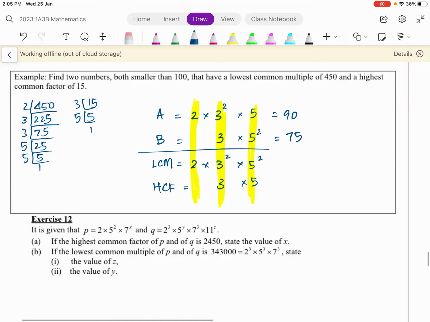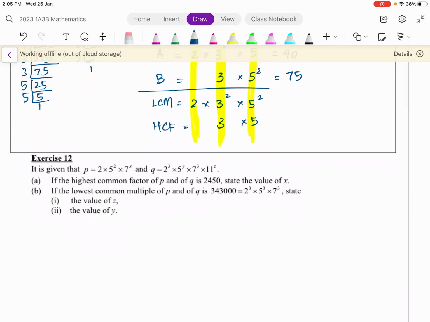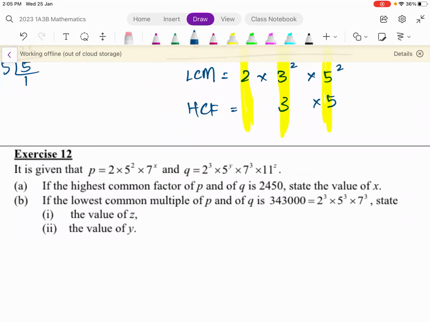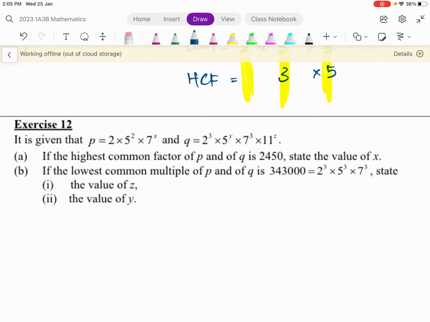Okay, now exercise 12. We have two numbers P and Q. Wow, look at the powers. P is 7 power X, I don't know what that is. Q is 5 power Y, 11 power Z. And then they tell us that the HCF of P and Q is 2450. State the value of X. Okay, so 2450, what do you think we should do with that big number? Break it down. We call it prime factorization.